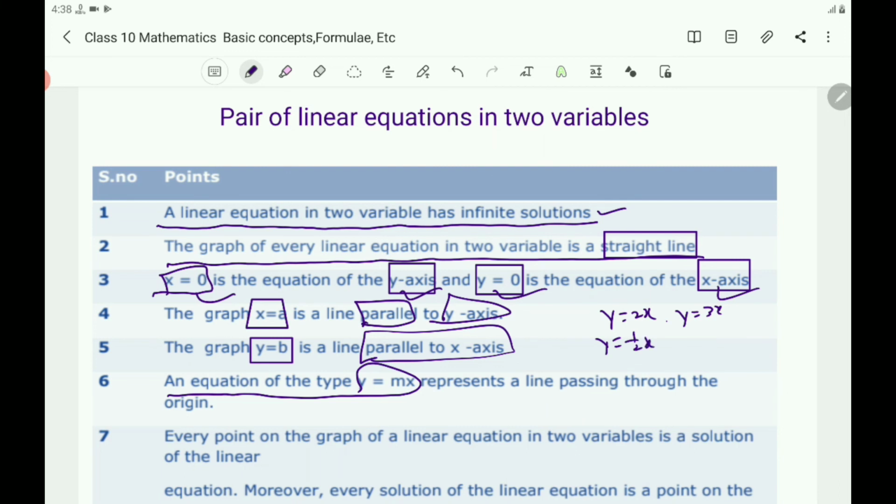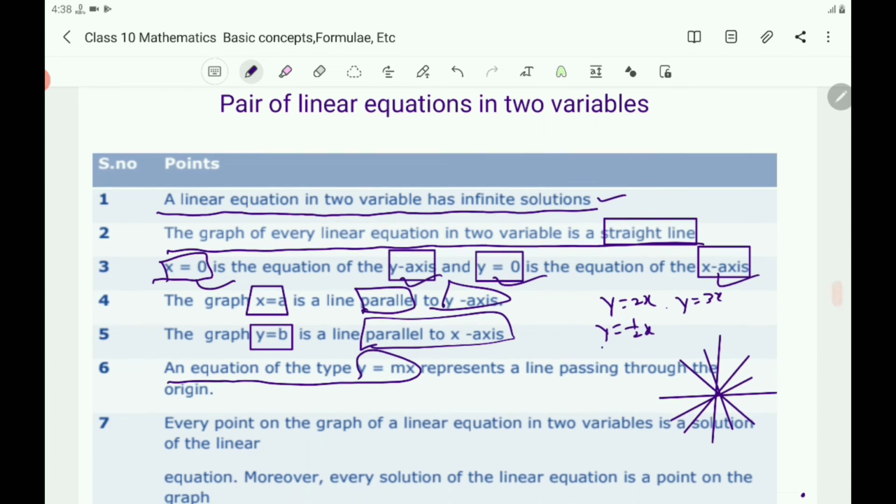All these graphs pass through the origin. If you consider the graph, they will be like this. So they pass through the origin. So that is the y equals mx graph: y equals 2x, y equals half x, y equals 3x, etc.